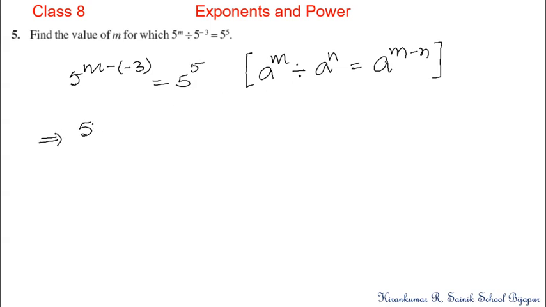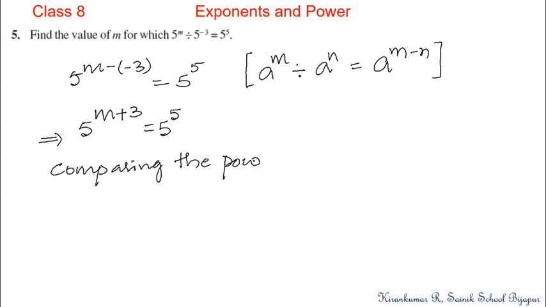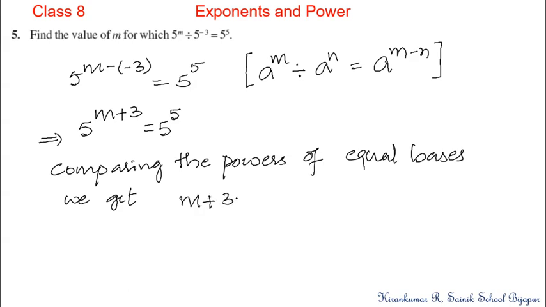So we get 5 to the power m plus 3 equal to 5 to the power 5. Whenever the bases are same, we need to compare the powers. So let me mention that comparing the powers of equal bases, we get m plus 3 equal to 5. So the value of m is 5 minus 3, which is positive 2. Therefore, the value of m is 2.